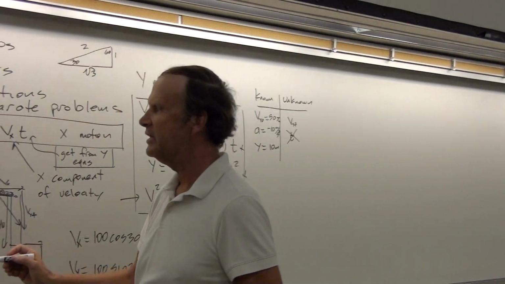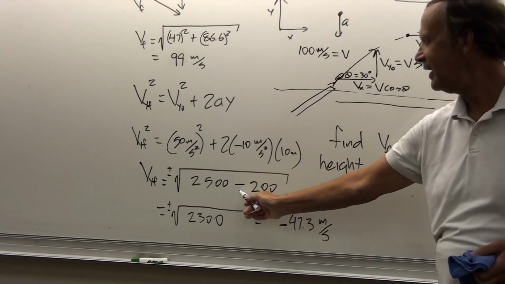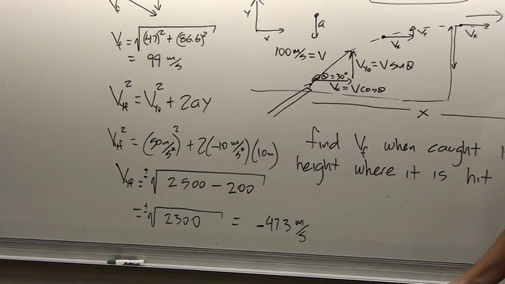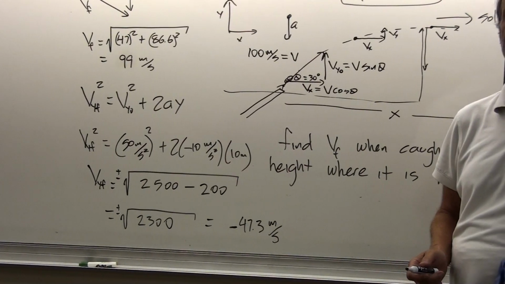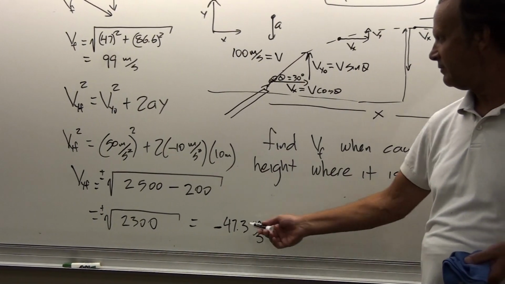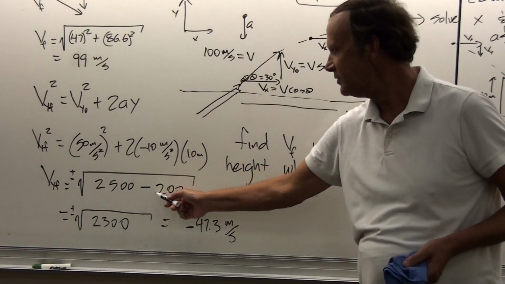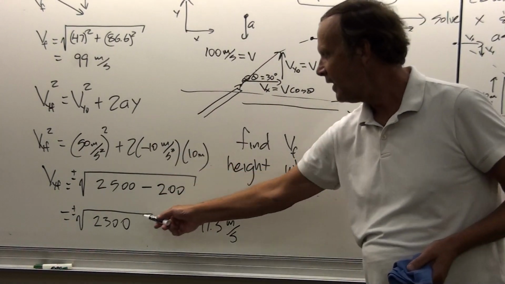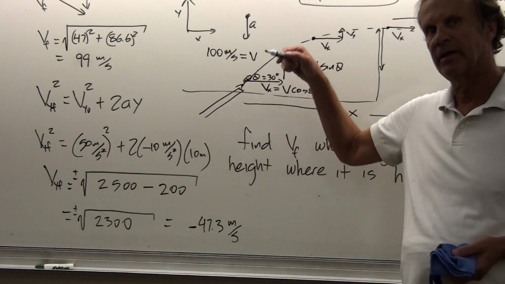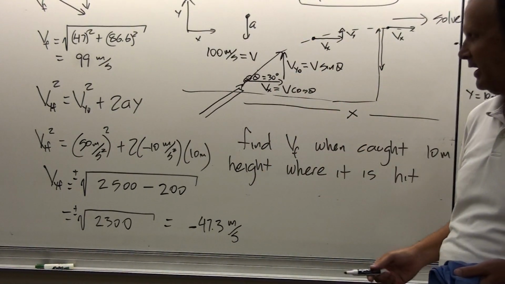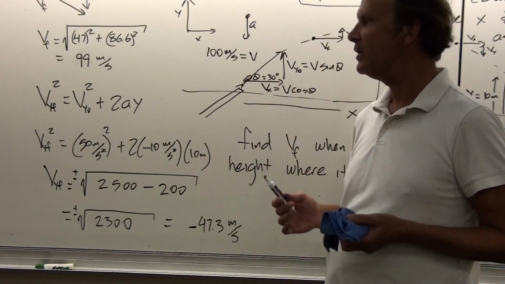If it were negative 10, then you'd have a negative 10 here. That would make this a positive. So that would be the square root of 2,700, which would be something like 53 meters per second. Okay. Rather than minus 47, it would be minus 53 if this were a plus 200 here. And here I'm assuming that it dropped down 10 meters below the height rather than being 10 meters above the height. All right, so that would still be a reasonable answer.